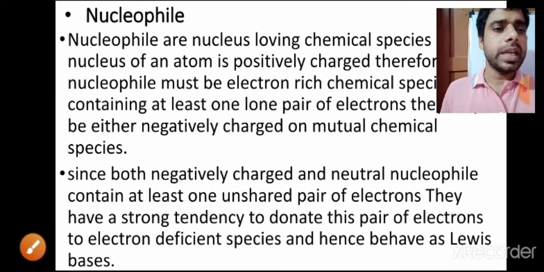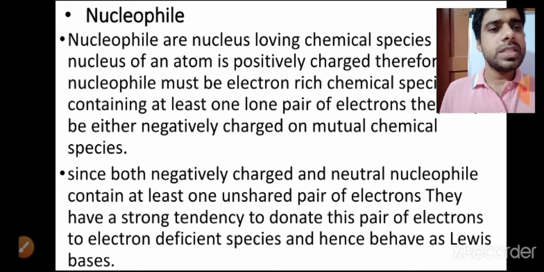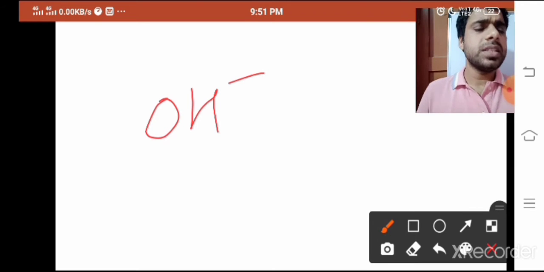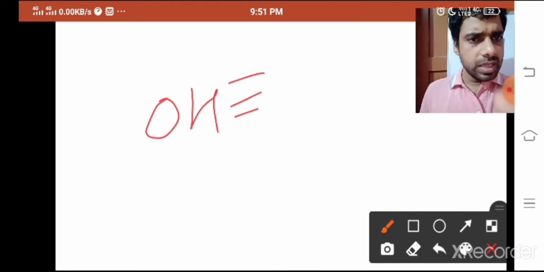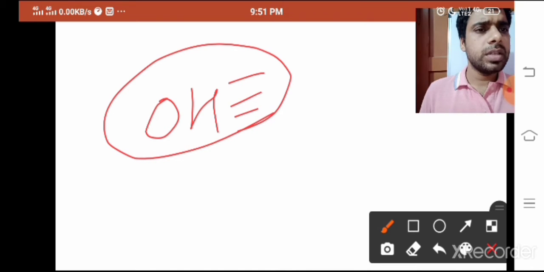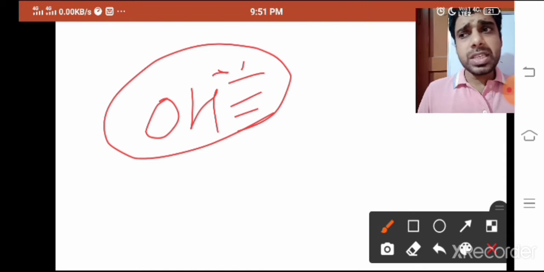So this one you have understood, and this one can be called a Lewis base. Why? What is the reason? Why is it called a Lewis base? OH negative, I have taken it as a nucleophile. This one already has the availability of electrons, so what will it donate? It will donate its electron to some chemical species. So it has a strong tendency to donate its electron to some chemical species.